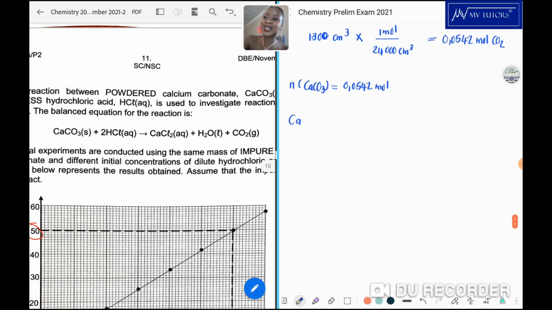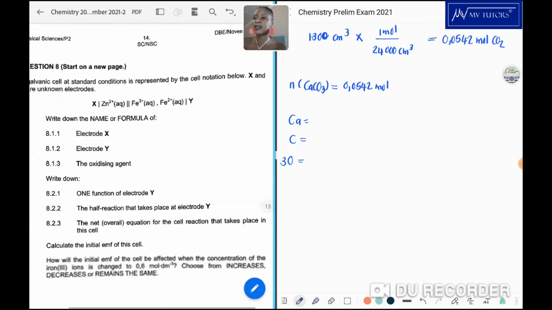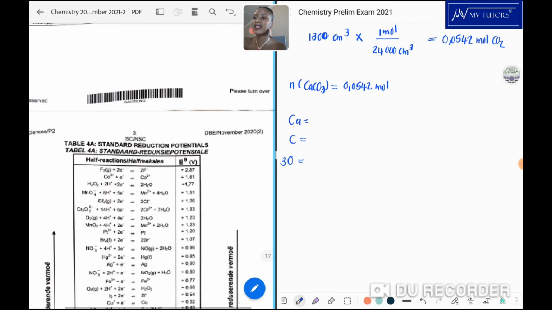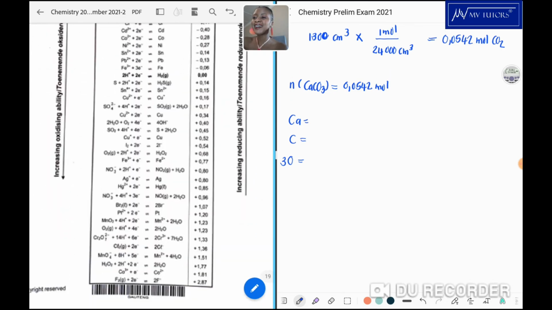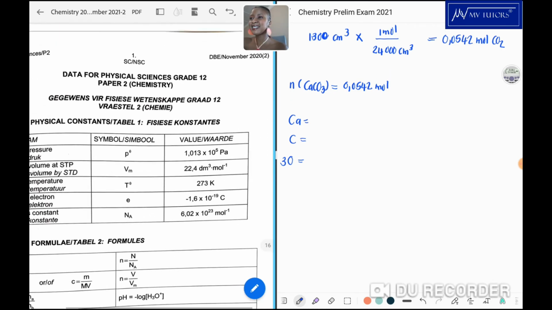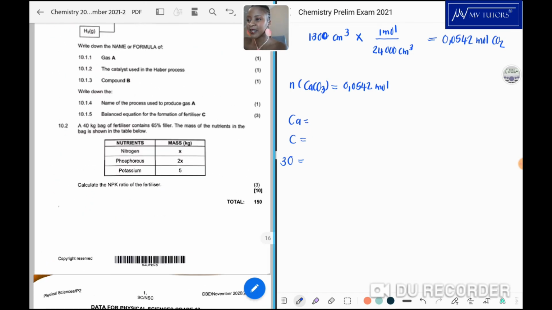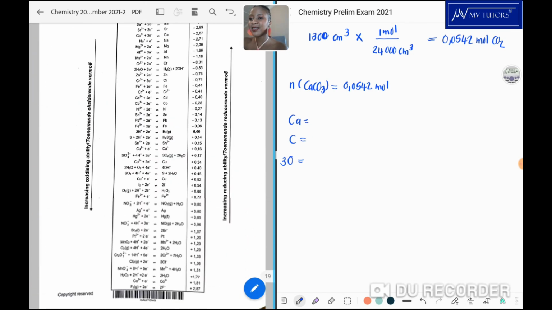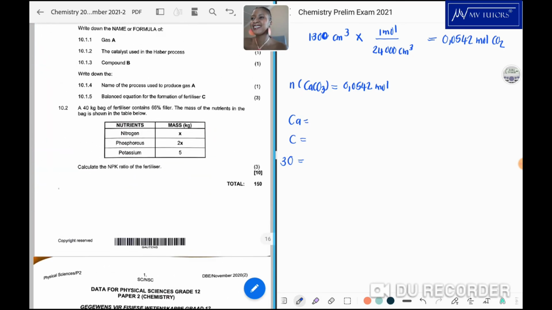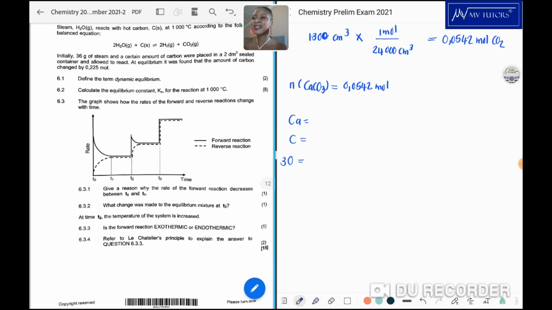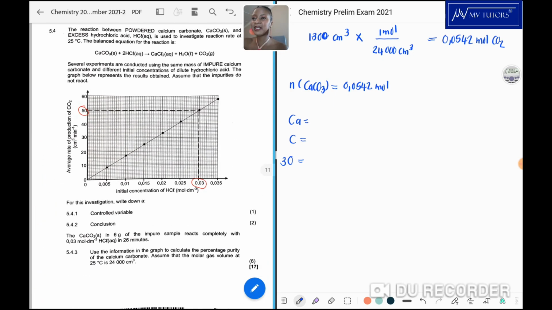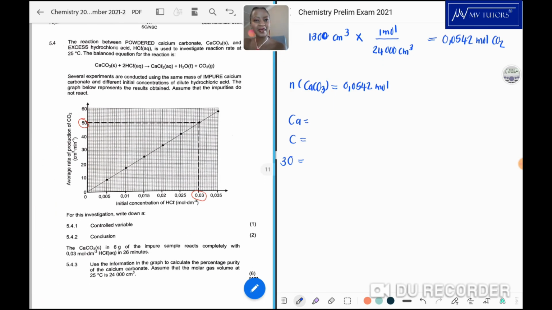Now we need to get the molar mass of calcium carbonate. So let's check for calcium, for carbon, and for oxygen. There are 3 oxygen atoms. What are their molar masses? You get that from the periodic table at the end of your paper. I don't have the periodic table here, that sucks. Plan B. Let me pause and get the periodic table.